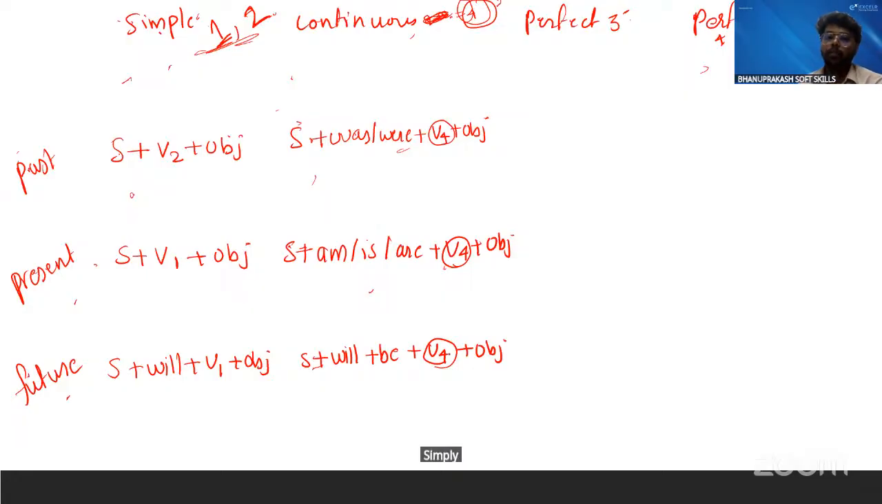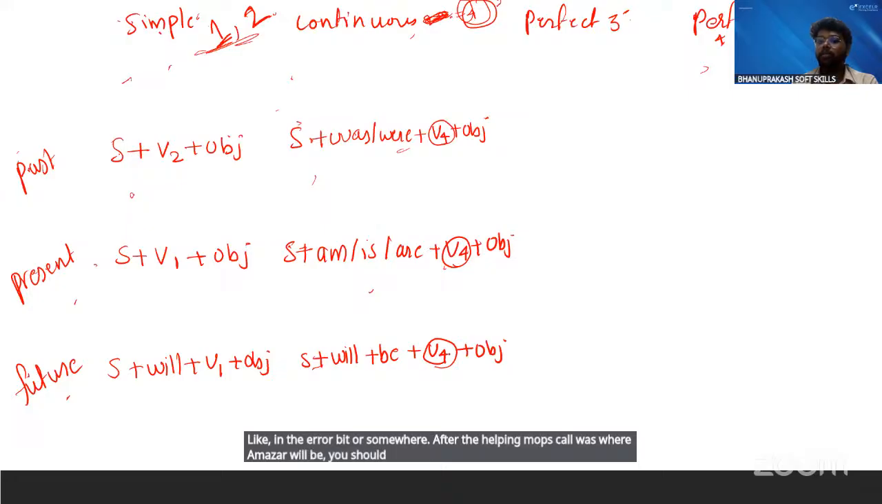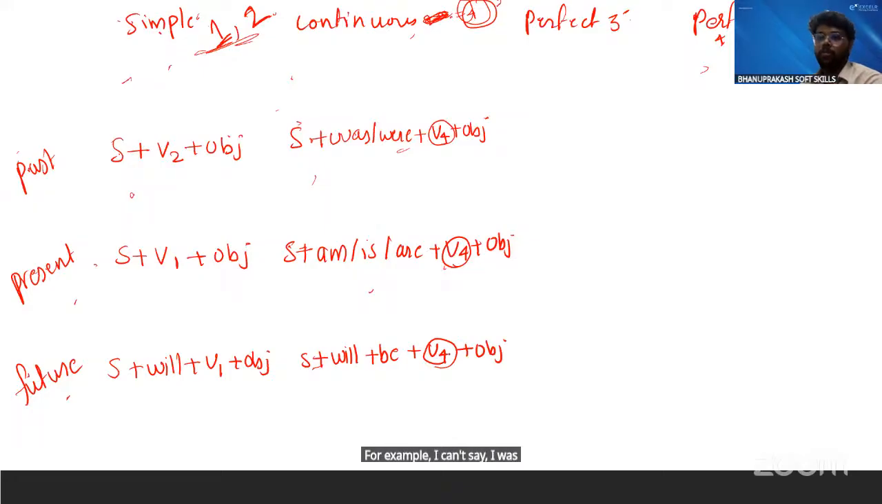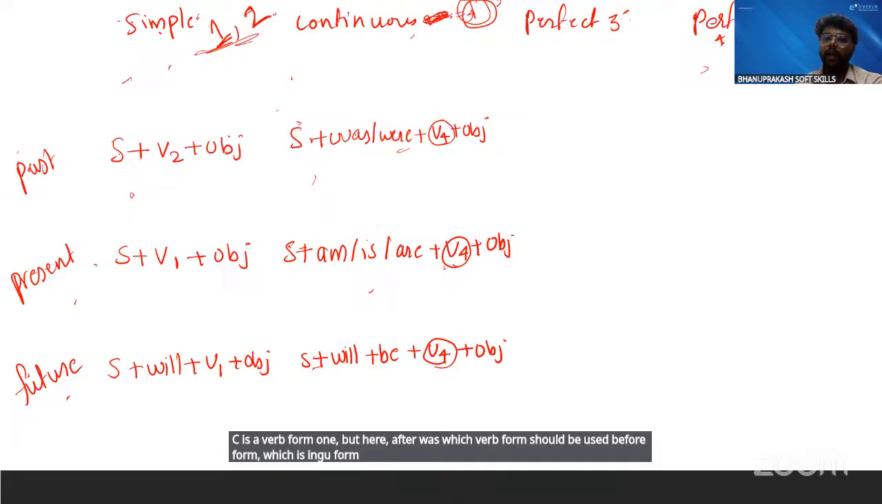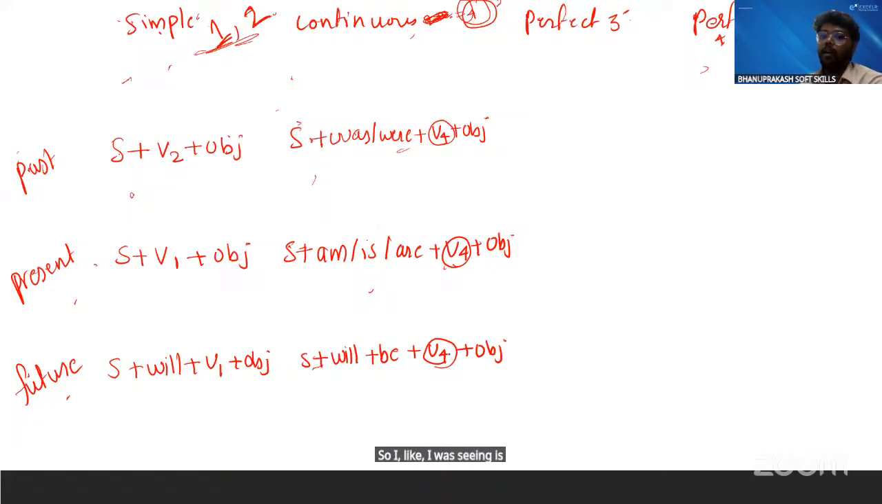Simply by this condition, what you have to understand, like in the error bit or somewhere, is that after the helping verbs called was, were, am, is, are, will be, you should only use the verb form 4. For example, I can't say I was go or I was see. See is a verb form 1. But here after was, which verb form should be used? V4 form, which is the ing form. So I was seeing is correct, but not I was see or I was saw. These two things are wrong.